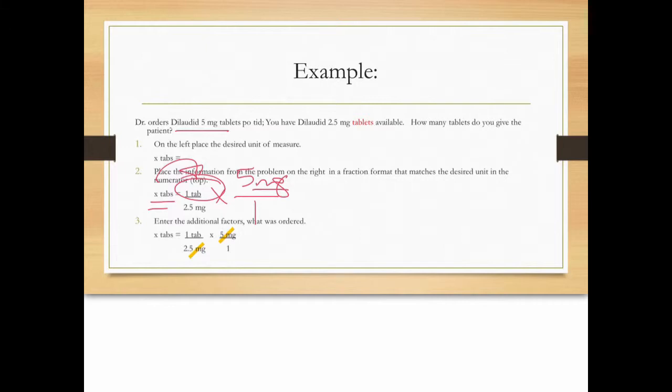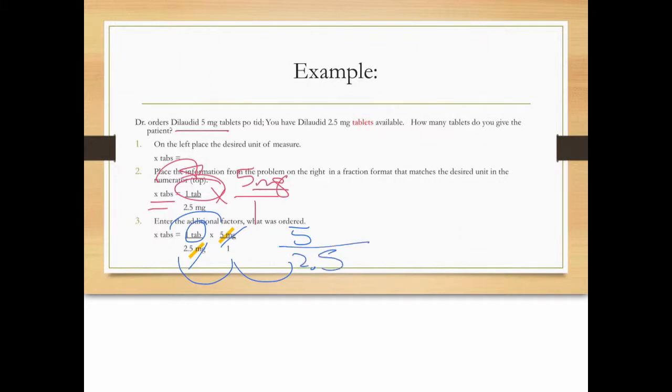From that point on, we simply cross out our units, milligrams and milligrams, and we're only left with tab. So we know now that our equation is set up appropriately. So 1 times 5 equals 5. 2.5 times 1 equals 2.5.